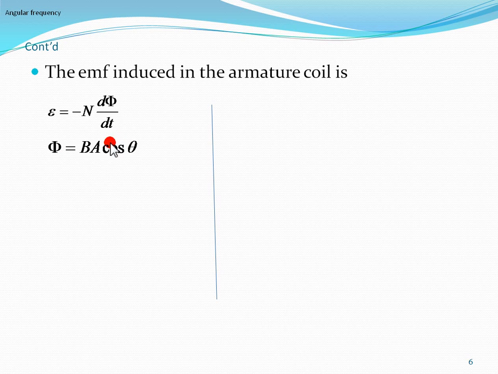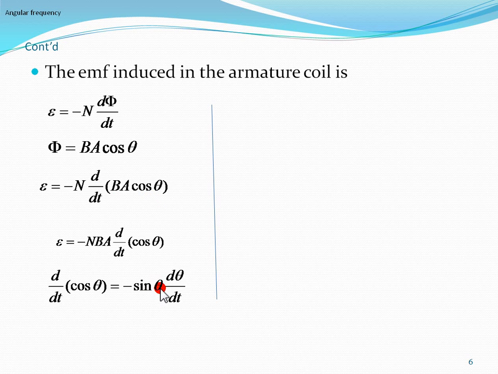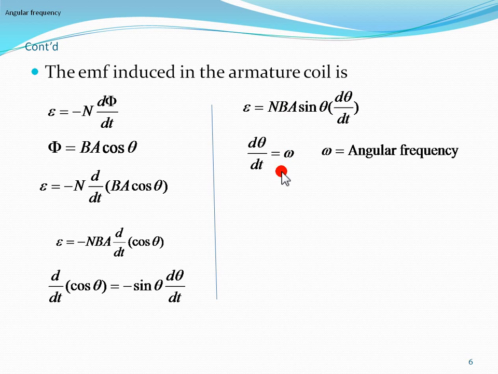So when this coil rotates in the magnetic field, what changes is not B and not A. What changes? The angle theta. So if we put BA cos theta in the derivative, BA is constant, it comes out, and only d cos theta by dt remains. The derivative of cos theta is minus sin theta. So if you use this expression here, you get NBA sin theta d theta by dt. This is the rate of change of angular displacement, which is angular velocity or angular frequency. So we get NBA omega sin theta, with theta equal to omega times t, angular velocity times time.